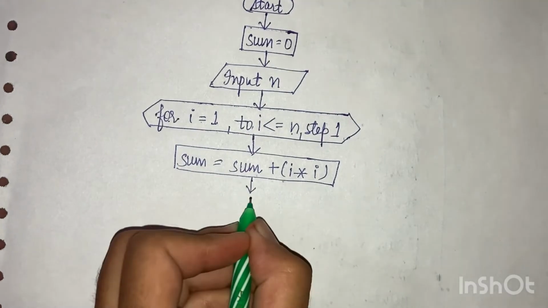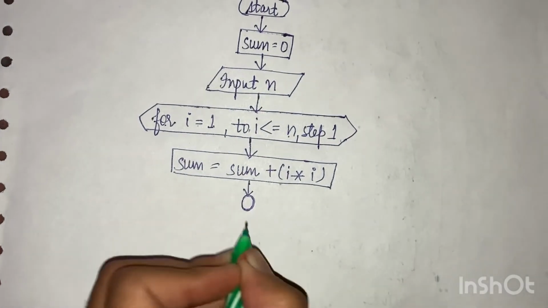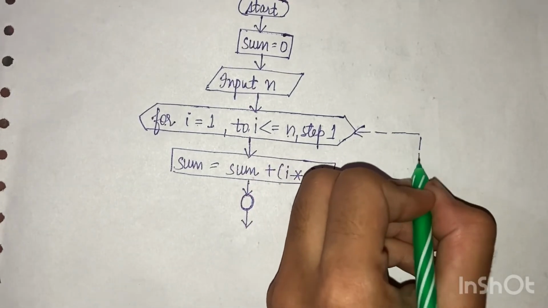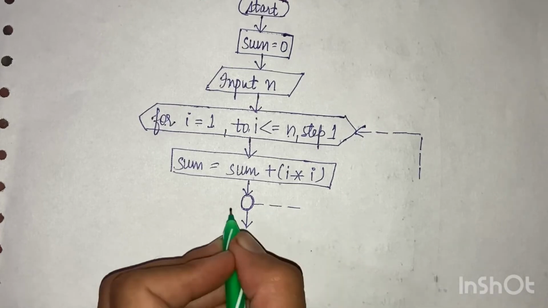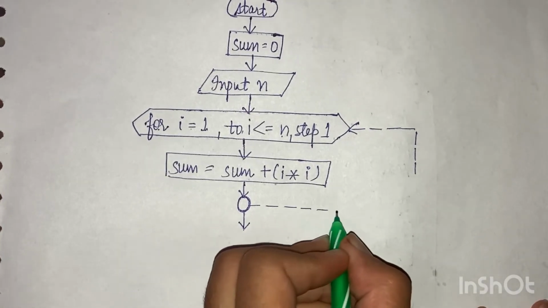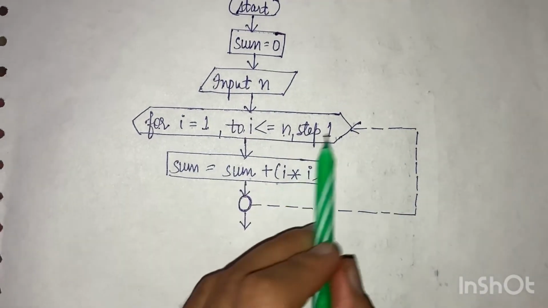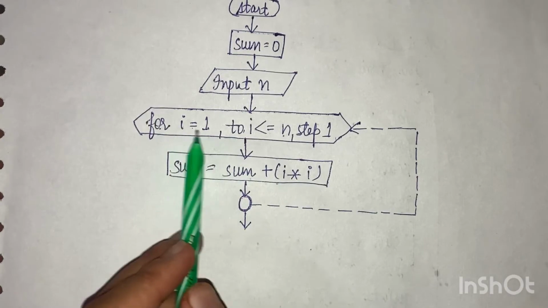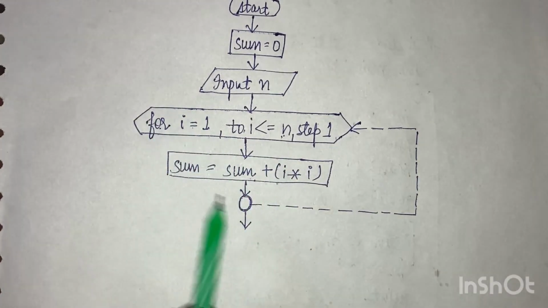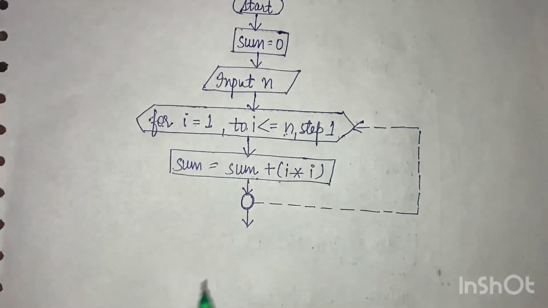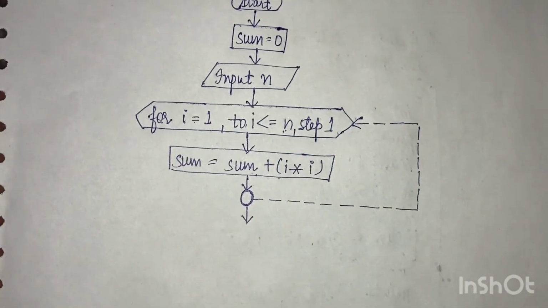Then for the for loop, we use this connector and we connect it back. This is how the loop works, right? We check the condition, we get inside the block, then we again check the condition. So this is how the for loop works. That's why we used a connector, and it is very important to connect it like this, otherwise the flowchart will be wrong. If you're using a for loop, we have to use a connector in the flowchart.